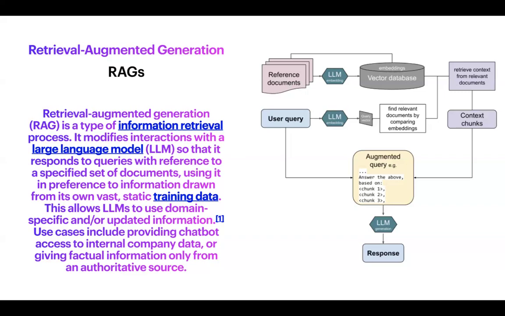According to the Wikipedia document here, it also talks about how this allows these LLMs to use domain-specific and/or updated information. These use cases can include providing chatbot access to internal company data or giving factual information only from an authoritative source. And again, here's another little chart of what that might look like if we're charting out how these things work.